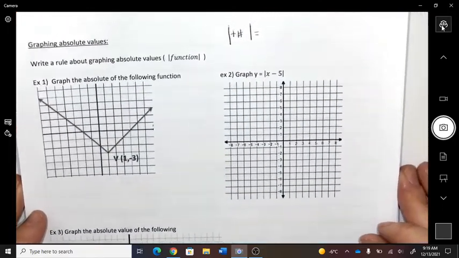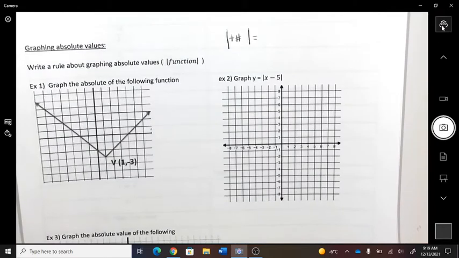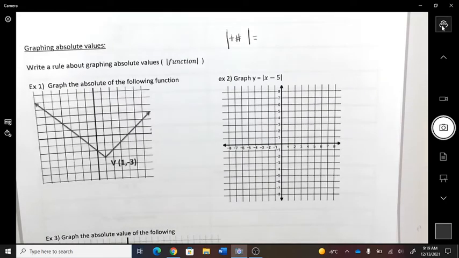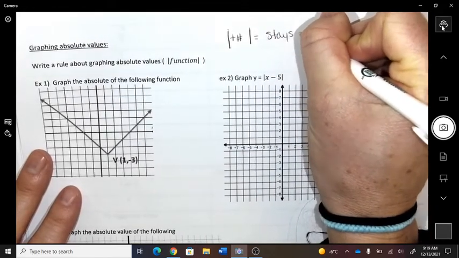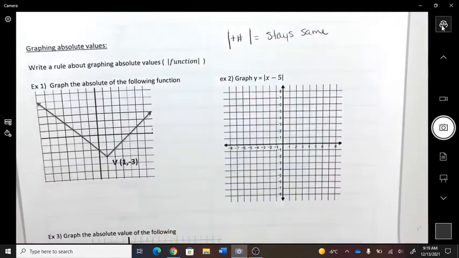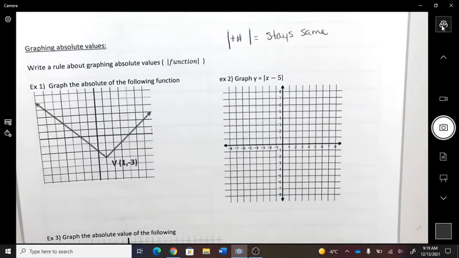Let's figure out some rules. What happens if I absolute value a positive number? So for instance, what's the absolute value of 5? 5. So what happened to it? It stays the same. Right? So the absolute value of 5 was 5. It didn't change.